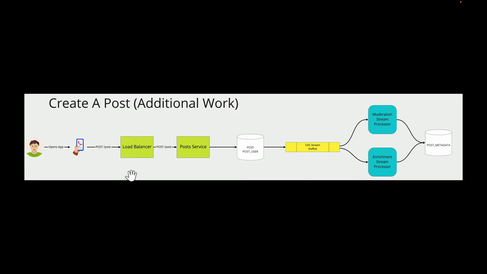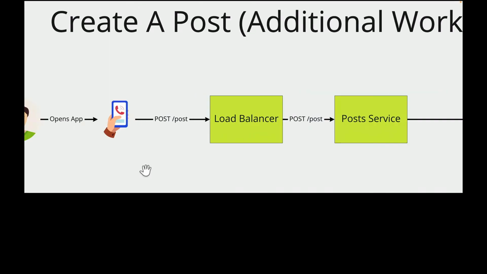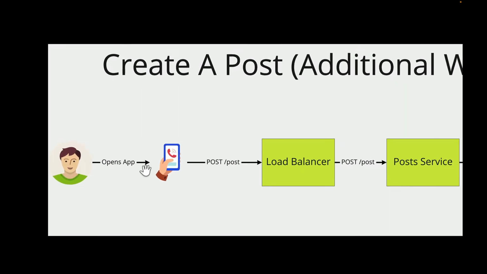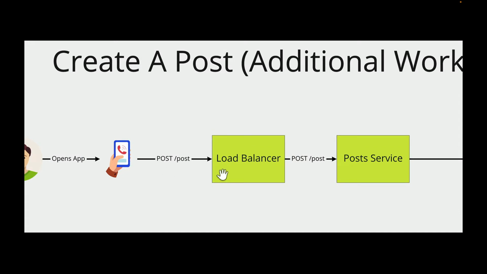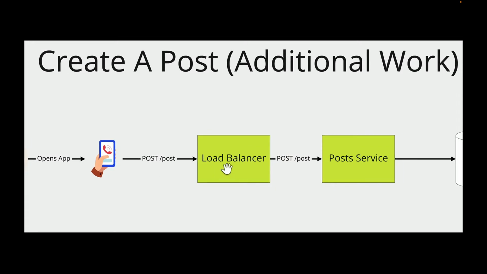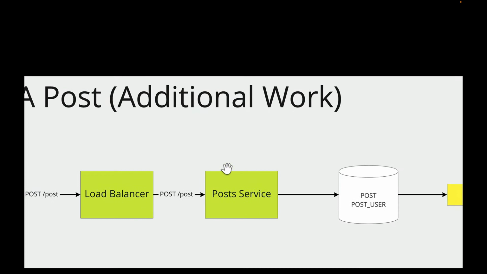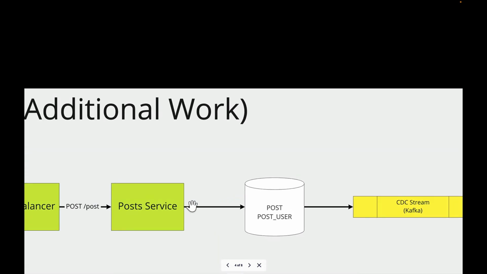All right, so now let's talk about some of the more additional work that can happen behind the scenes when a user creates a post. So we're going to start from left to right. The first step is the user goes ahead and opens an app, creates the post, it hits the load balancer like we talked about in the previous slide. The load balancer figures out that it needs to hit the post service with the request, and it does that. And the post service goes ahead and stores the new post and the user post mapping to our two relational tables, post and post user.